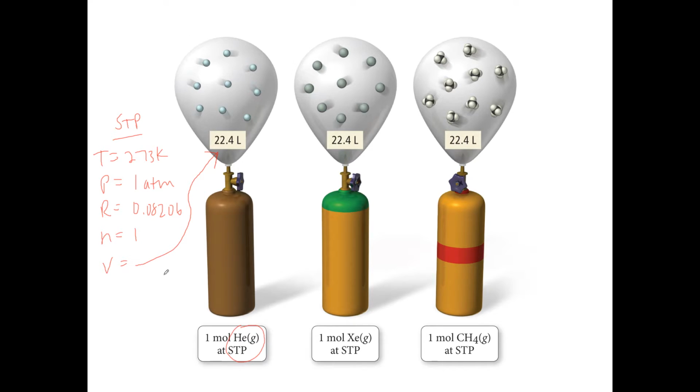We do the same thing over here, they're all 22.4. The point is it doesn't matter what the gas is, whether it's xenon, helium, or methane. At STP, it's 22.4. So you can memorize that. Here's the big point: 22.4 liters of an ideal gas per mole of that gas.